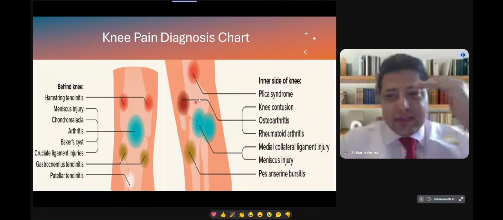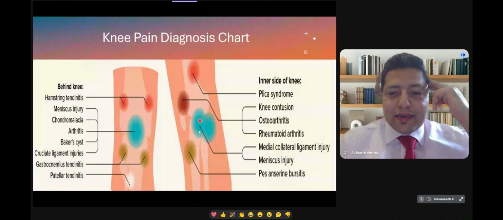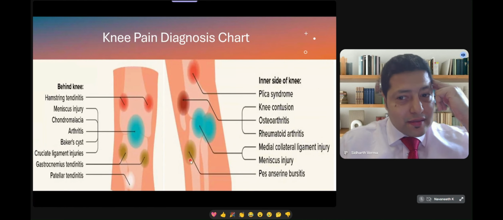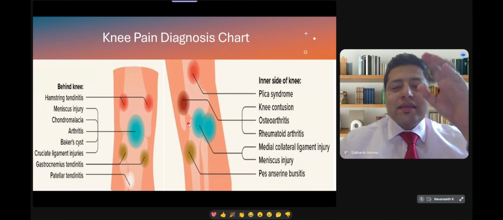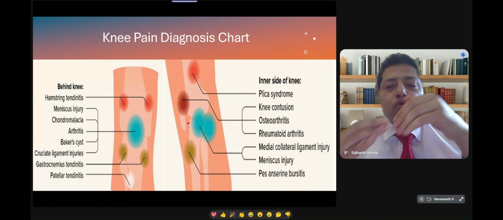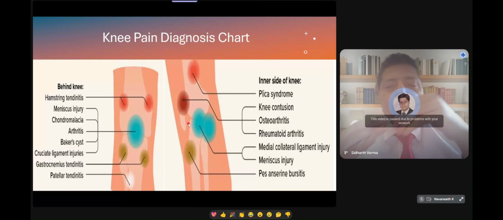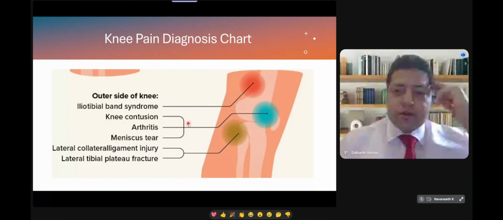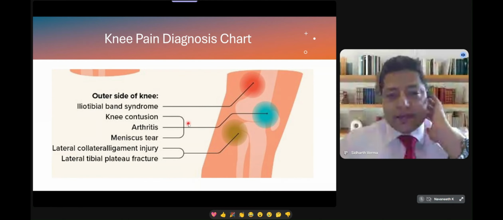On the inner side of the knee, it can be pes anserine syndrome, or if you see lower down, it can be meniscus injury or ligament injury, and it can also be bursitis. Bursa means lubricating sacs of fluid, and they may be inflamed. That is, inflammation can happen there. And also, on the outer side of the knee, there can be iliotibial band syndrome, which is a taut band. Then there can be arthritis, meniscus tear, lateral collateral injury, etc.